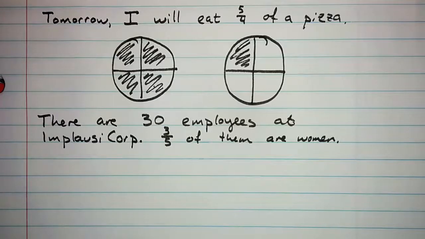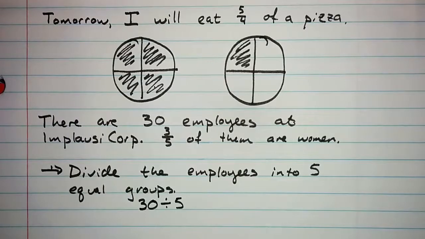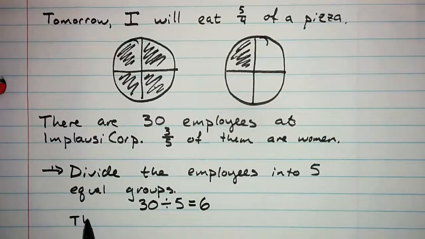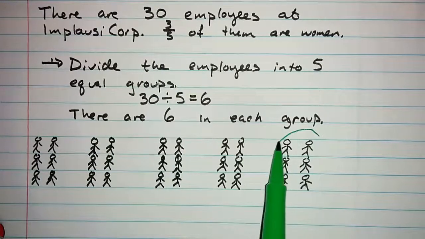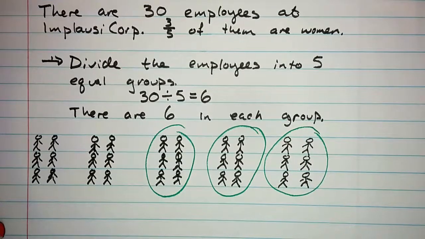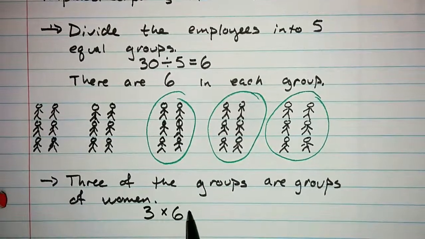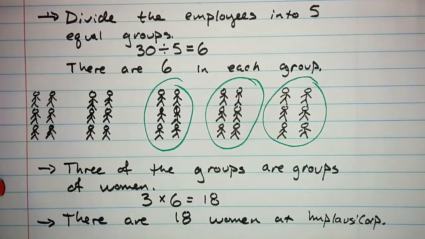Let's try that again. There are 30 employees. We divide them into 5 equal groups. How do we do that? Well, we know how to split people into equal groups. That's just division. 30 divided by 5? Oh, that's 6. So there are 6. So we have 5 groups of 6 each, and of those, 3 of the groups are groups of women. Well, how many women are there in 3 groups of 6? 3 groups of 6, that's 18 women. There are 18 women employees at Implaza Corp.